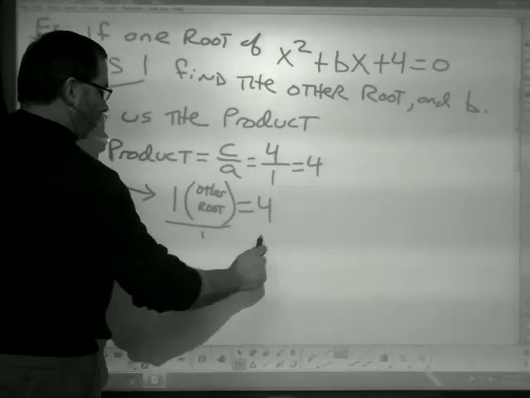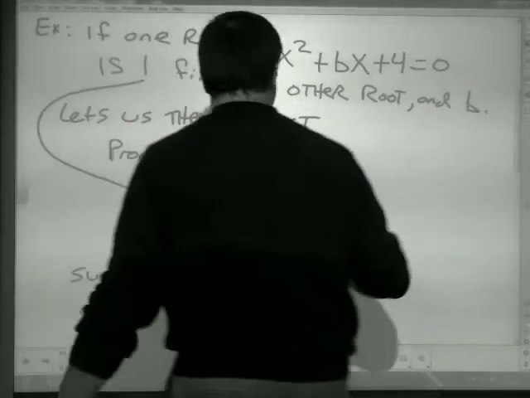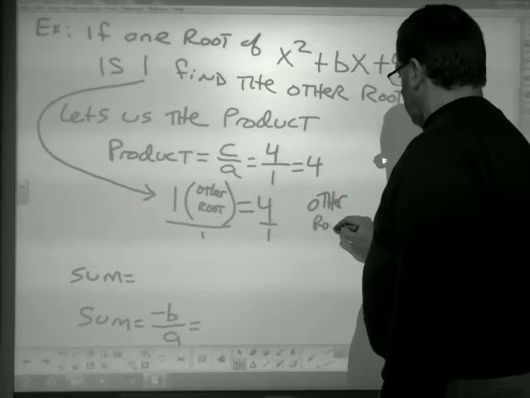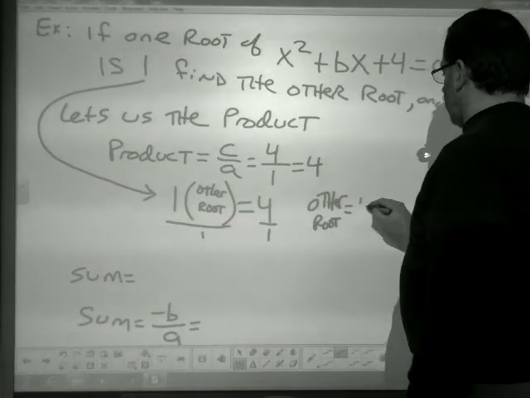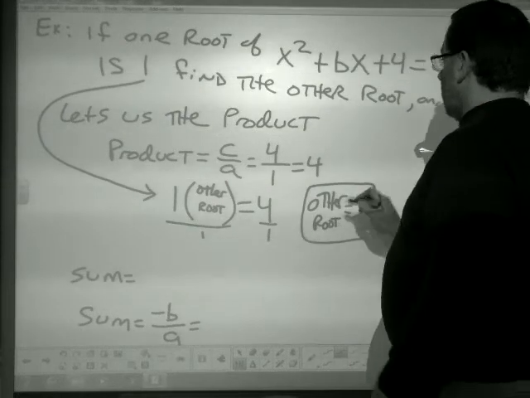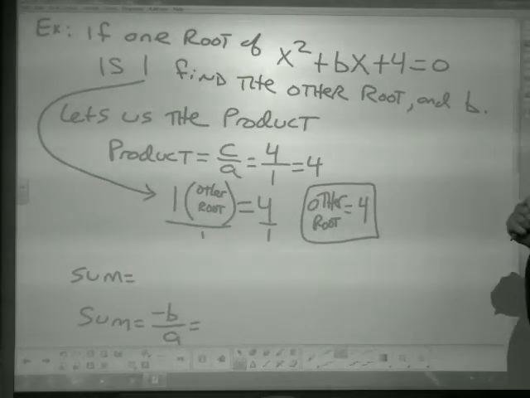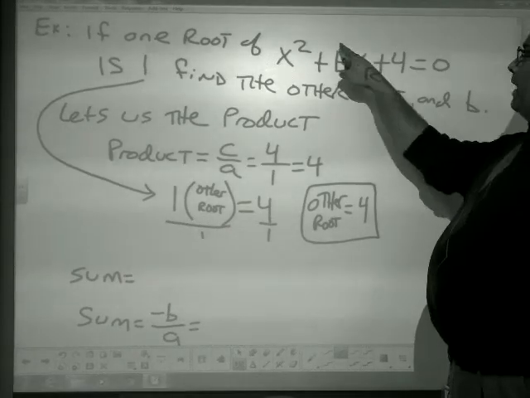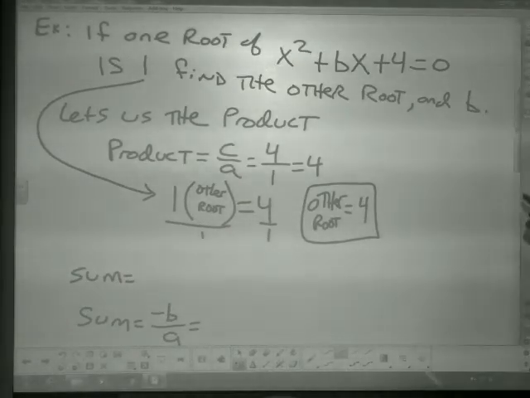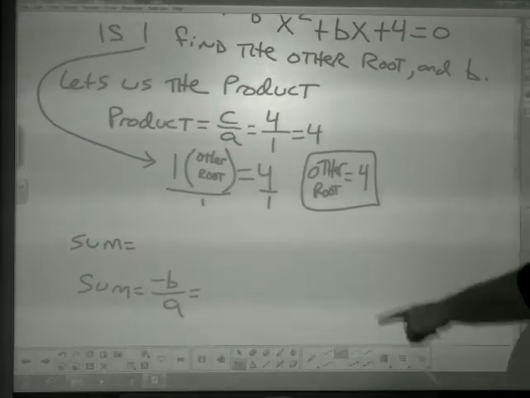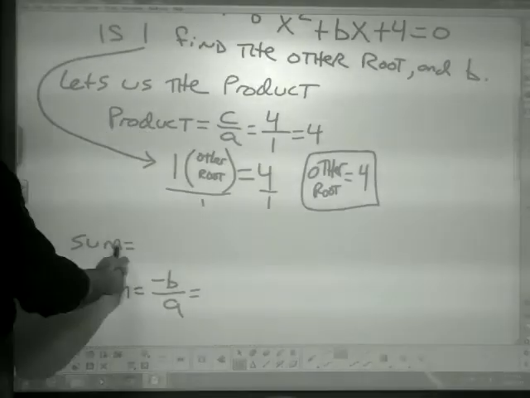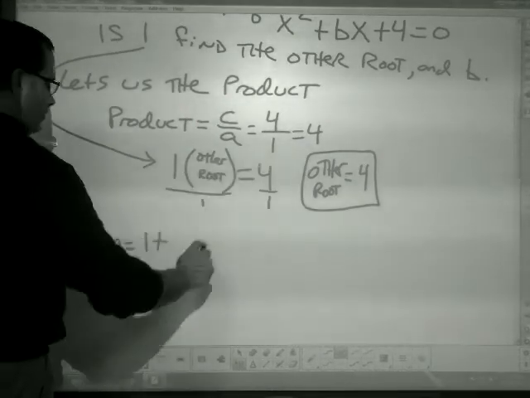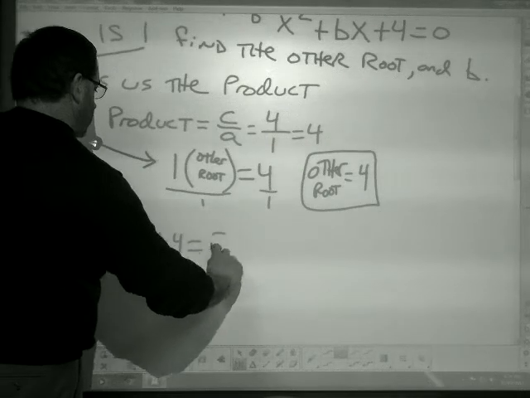So 1 times some number, the other root is 4. Well, divide both sides by 1. And the other root equals 4 divided by 1, which is 4. I have found the other root. Now I have to find b. Well, in order to find b, I need to use the sum. So b is related to the sum, so let's find the sum. One root is 1, the other root is 4, the sum is 5.